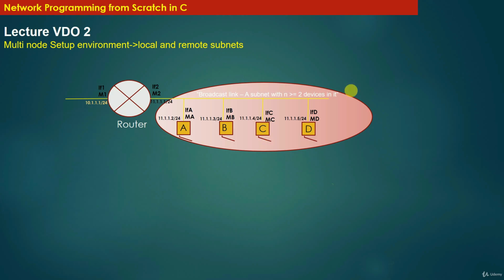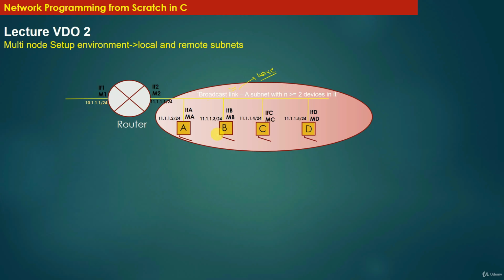Now, let us try to understand how to identify the local and remote subnets in case of a broadcast link. Now, what is a broadcast link? A broadcast link is a wire through which more than two machines are connected. So how many machines are connected through this wire? Machine A, B, C, D, as well as the router itself. So such a wire is called a broadcast link. On a link, when only two machines are connected on either end of the link, such a link is called a point-to-point link, which we discussed in the previous slide.